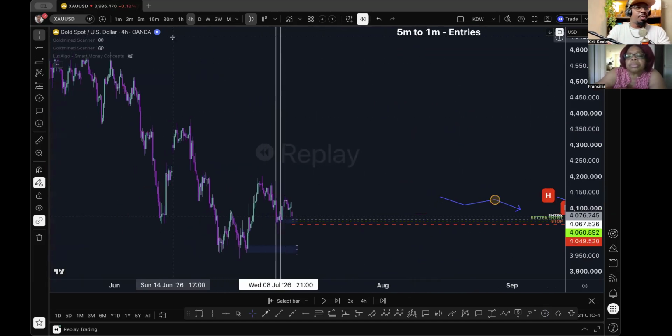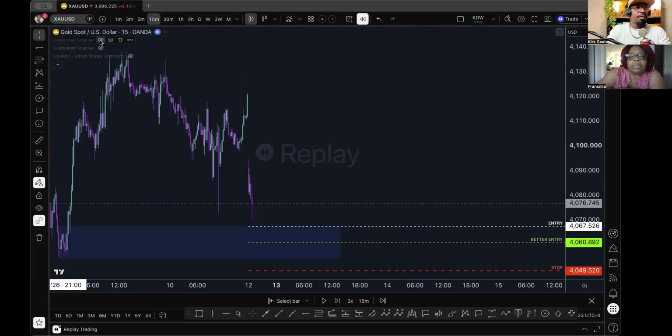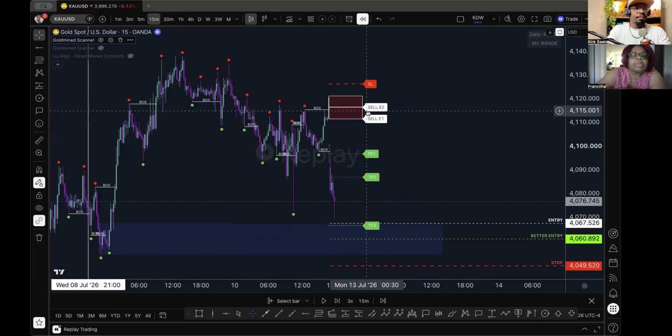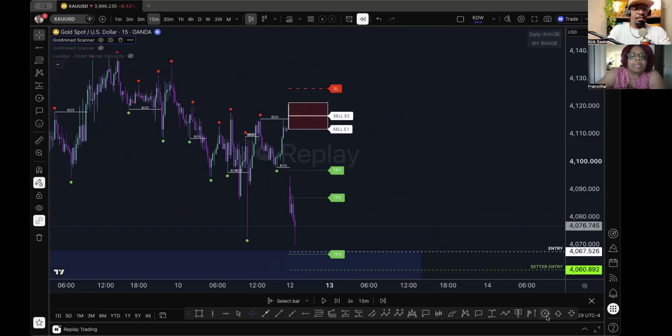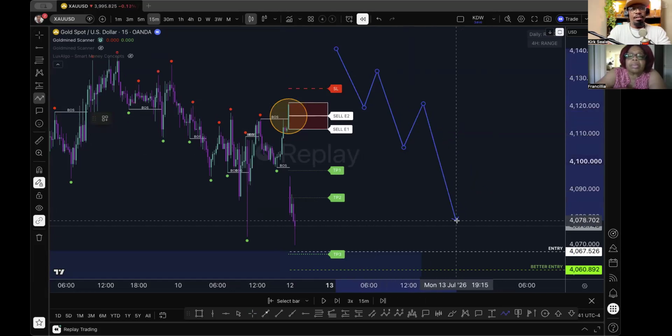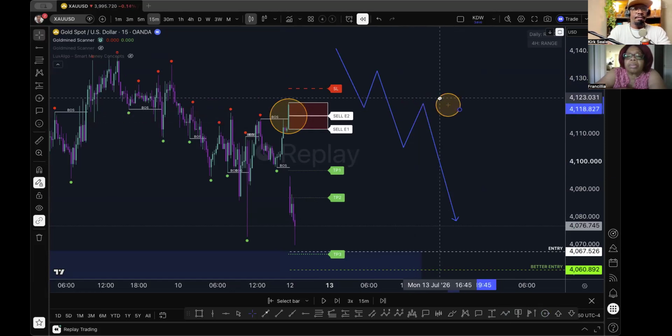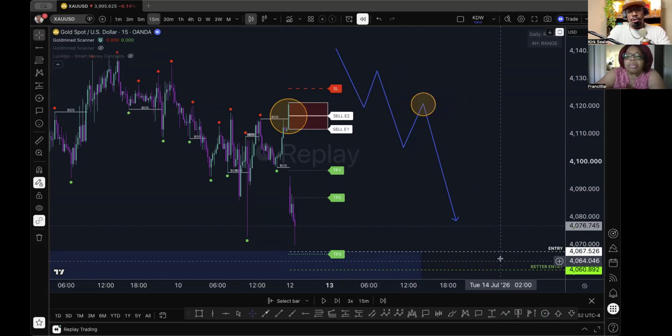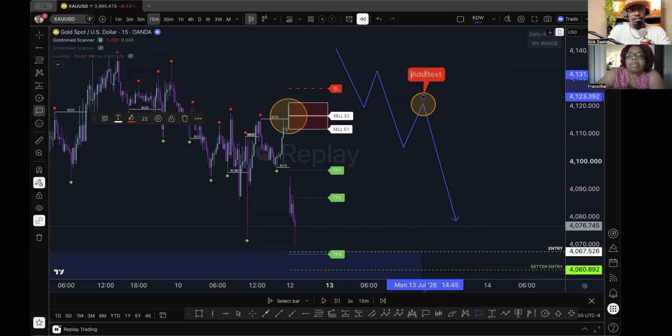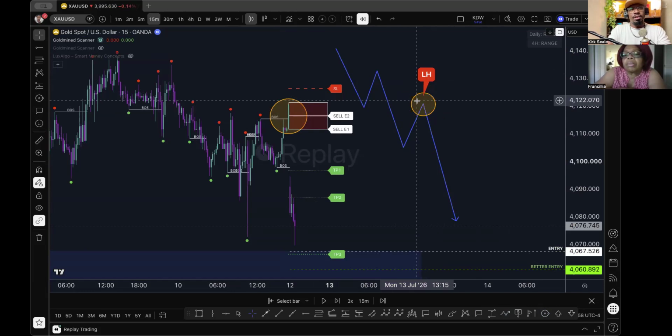All right. So when we go back over here to the 15 minute and we look at the scanner, this area right here, if we identify the trend, that area should be a lower high. I wrote it wrong. It should be a lower high. All right, LH. So this should be a lower high.